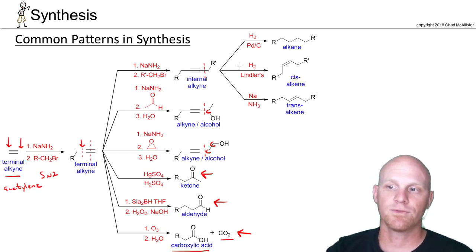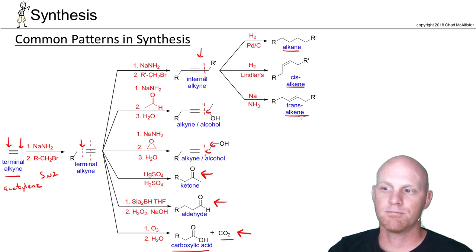And then keep in mind also, if you do form an internal alkyne, from there you can reduce it all the way to an alkane, or to a cis-alkene with H2 and Lindlar's catalyst, or to a trans-alkene with your metal reduction. So some common patterns here, lots and lots of permutations possible. Well, let's take a look at one.